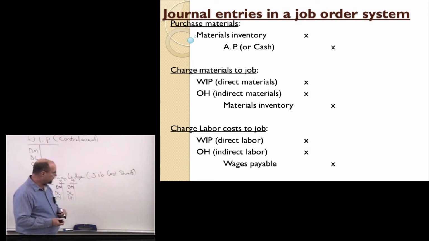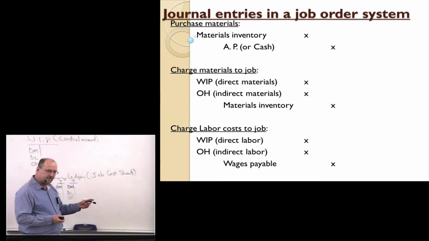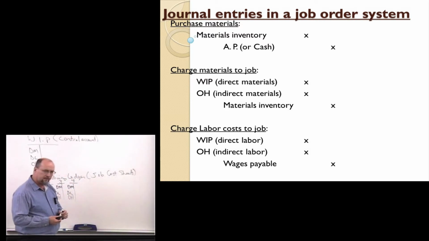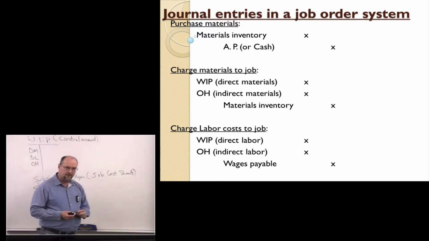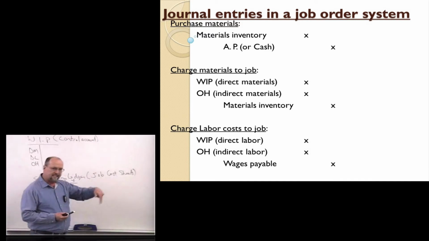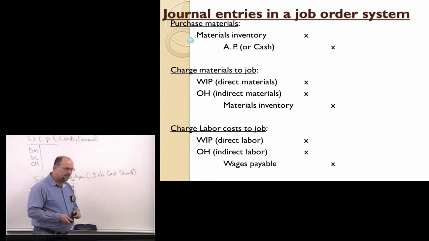Okay, same thing with labor. Now, we don't have inventory of labor, obviously, but as we incur labor costs, we designate direct labor as a direct debit to work in process, and then we debit overhead for indirect labor. Remember, indirect labor are things like supervisor salaries, the mechanics, the cleaning crew in the factory, etc. And, of course, we credit wages payable.